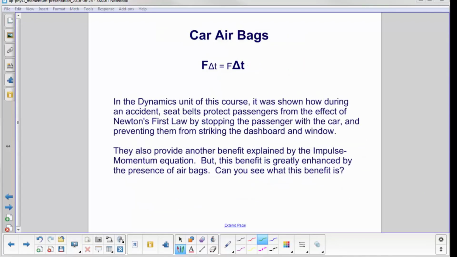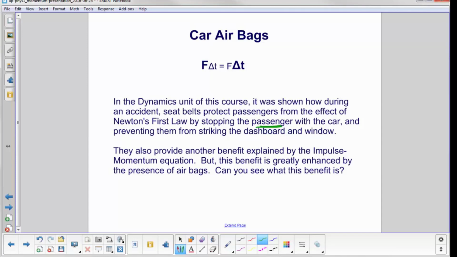In the dynamics unit of this course, it was shown how during an accident, seat belts protect passengers from the effect of Newton's first law, the law of inertia, by stopping the passenger with the car and preventing them from striking the dashboard and the window. The law of inertia says you keep moving until there's a force that stops you. So if you are not seat belted in, the car stops because it hits something or you apply the brakes very quickly, and the frictional force between your body and the seat is not enough to stop you. So you'll go flying forward as the car stops, which is never a good idea.